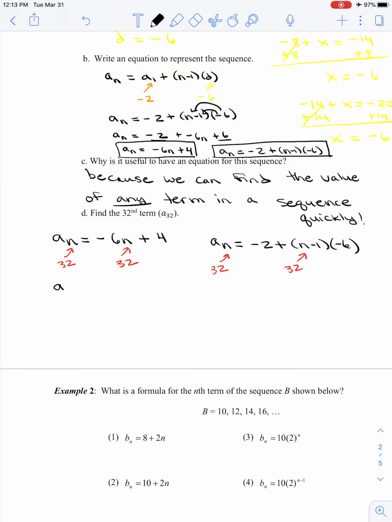Okay, so here I would have a sub 32, that means my 32nd term is equal to negative 6 times 32 plus 4. So now I have to figure that out. So I'm going to go to my calculator and say, okay, negative 6 times 32, that's a negative 192. And if I add 4 to it, I get negative 188. So my 32nd term in the sequence is negative 188. If I had plugged into my other equation, it should have given me the same answer.